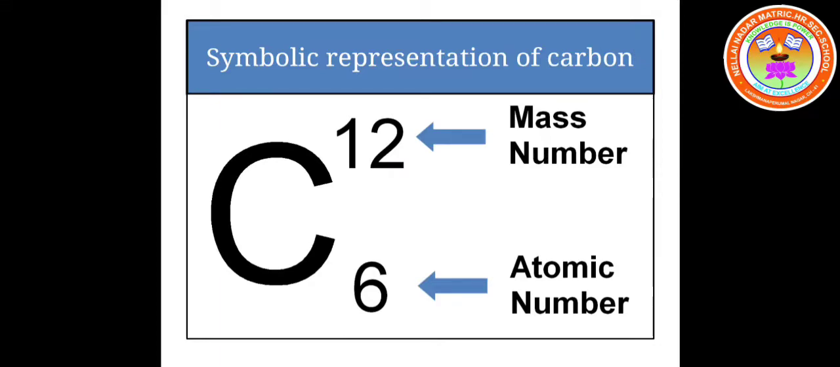Here is the symbolic representation of the element carbon, carbon 12 isotope. See here, the element's symbol is capital C. 6 is the subscript of carbon and it is the atomic number. 12 is the superscript of carbon here and that is the mass number of this element. So 6 is atomic number of carbon and 12 is its mass number. Okay children, so this is the symbolic representation of the element carbon.